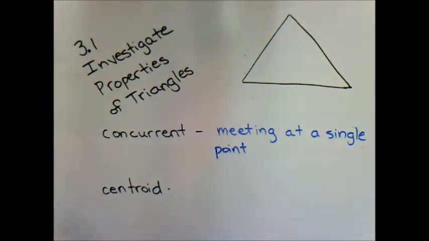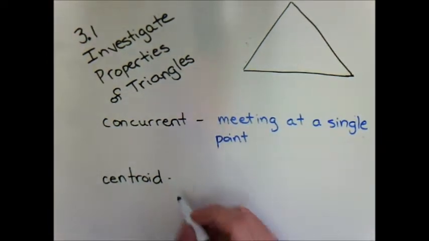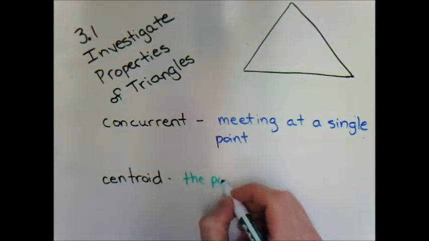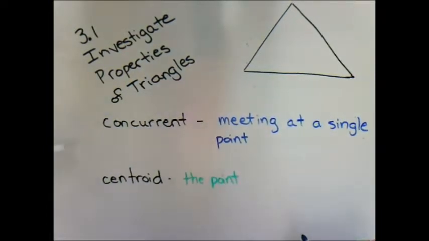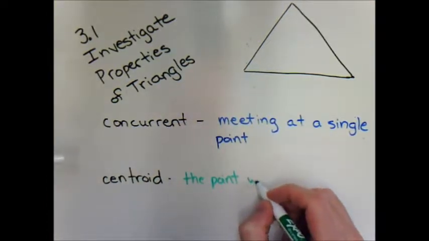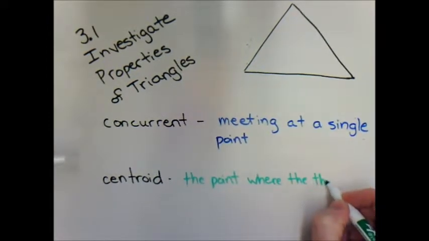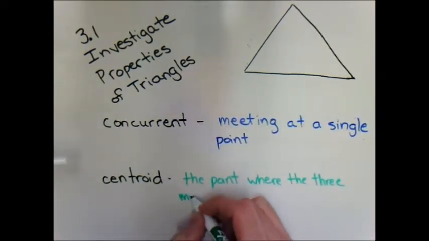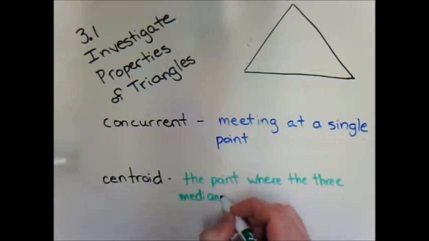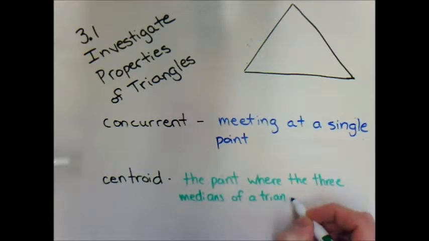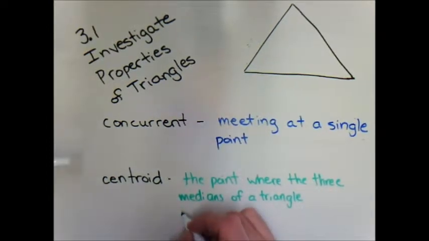The next word that we have is centroid. Centroid. This is the point where the three medians of a triangle intersect.